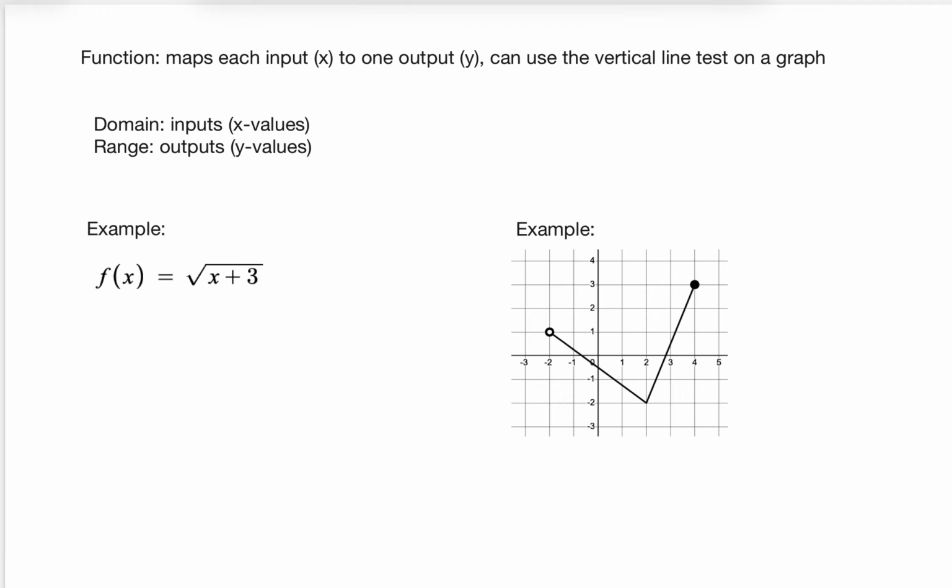So a function maps every input, or x, to one output, or y. And you think back to Algebra 1, where you learned the vertical line test. So the vertical line test can tell us on a graph if something is a function. The other part is domain and range. So domain is our inputs, or our x values, and range is our outputs, or our y values.